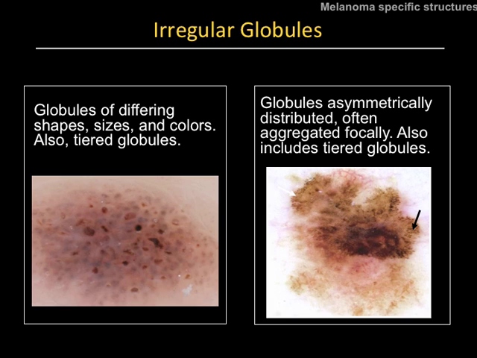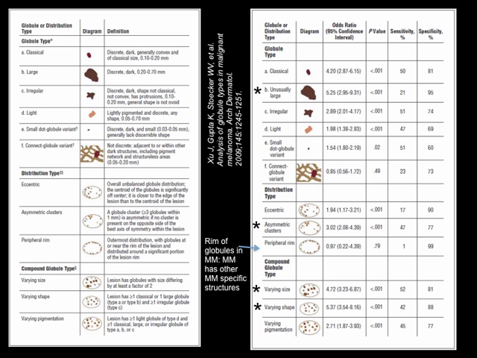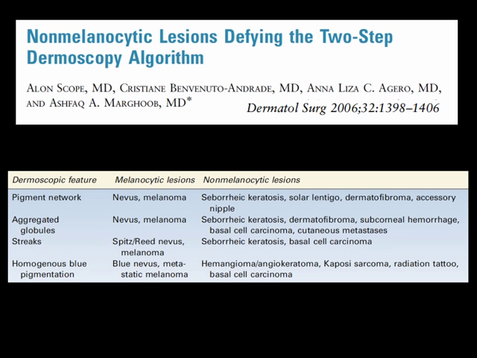Irregular globules are globules with varying size, shape, and color with a random and chaotic distribution. The authors of this study on globules found the same, namely, globules of varying size, shape, and distribution were associated with melanoma. Globules can on occasion also be seen in non-melanocytic lesions such as seborrheic keratosis and basal cell carcinoma.